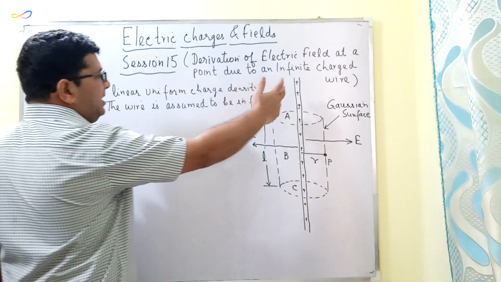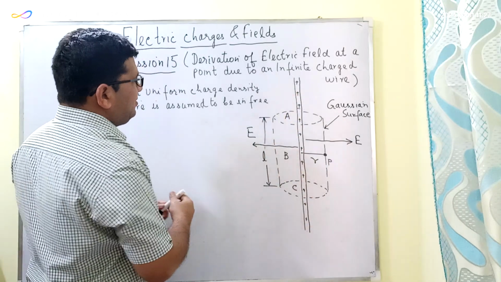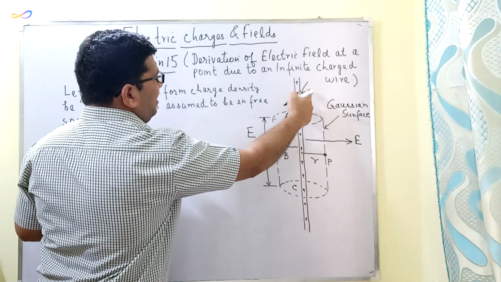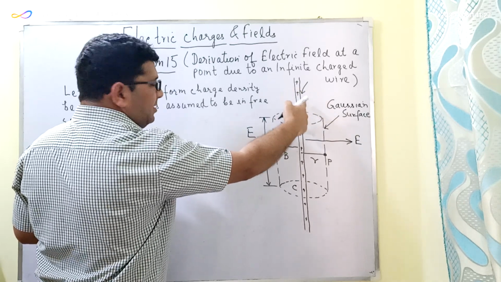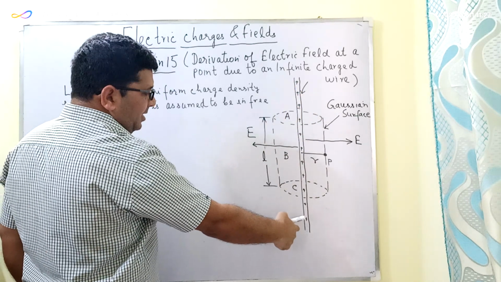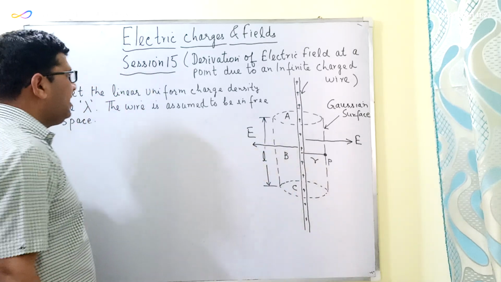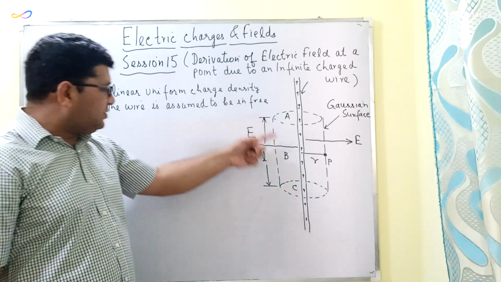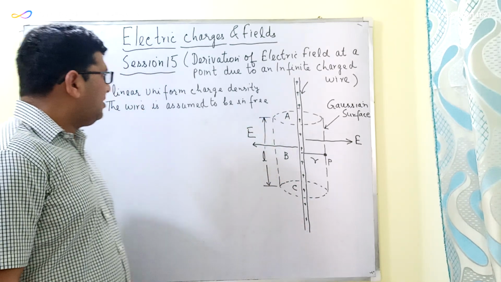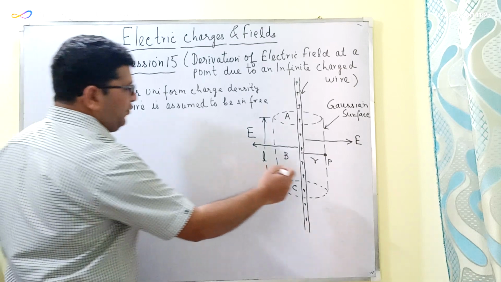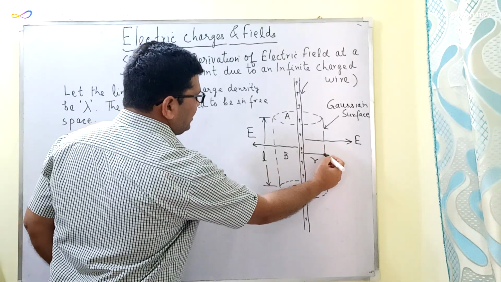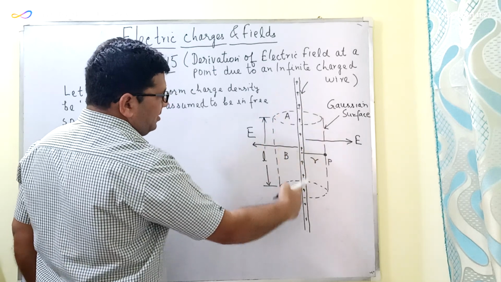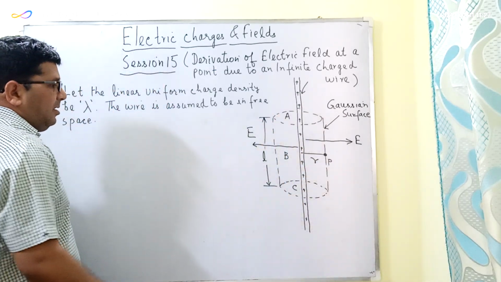So I have drawn here one figure in which I have shown a thin infinitely long charged wire which is having a linear uniform charge density of lambda. This wire is assumed to be present in free space, and I have to find the intensity of electric field at this point P, which is at a distance of r from this charged wire.